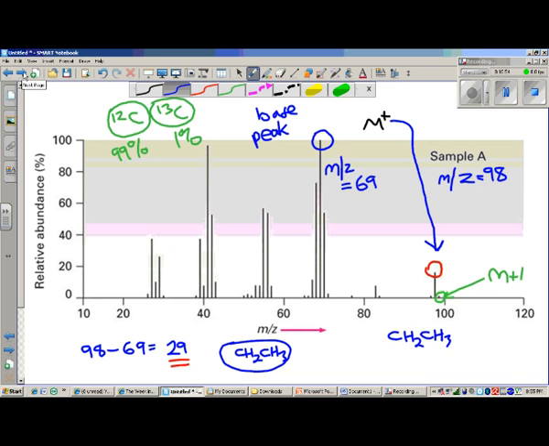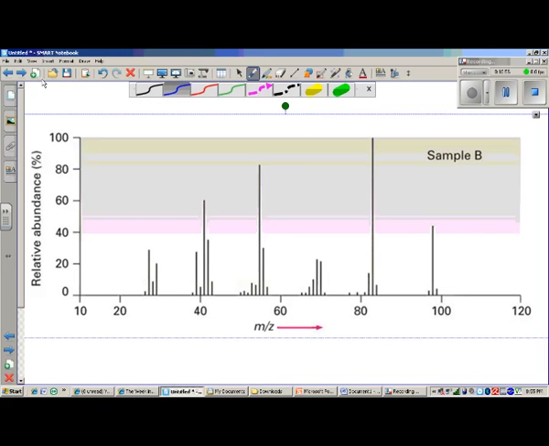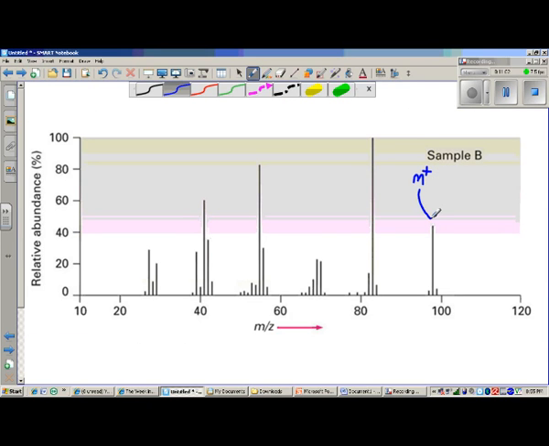So let's have a look at another one. This one is kind of similar. We have another molecular ion peak at the same size.